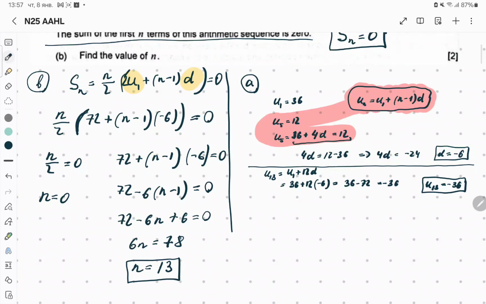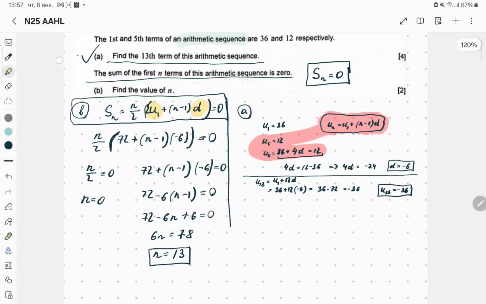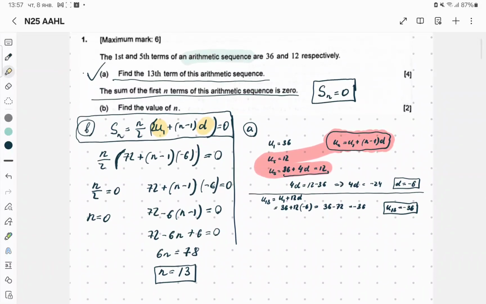Okay guys, let's make a short review of part B. What we did here: we used the formula of the sum, straightforward. Just plug in all the parameters that we know and calculate the value for n. It is 2 marks, and then the total is 6 marks. I hope this question was clear for you.